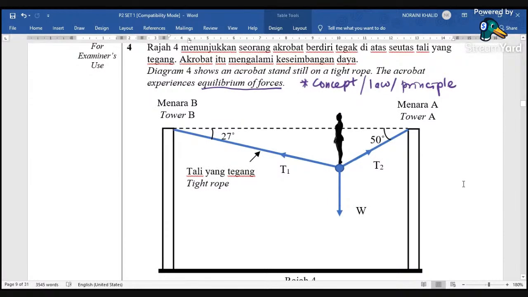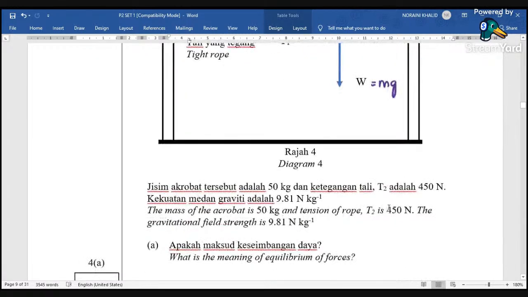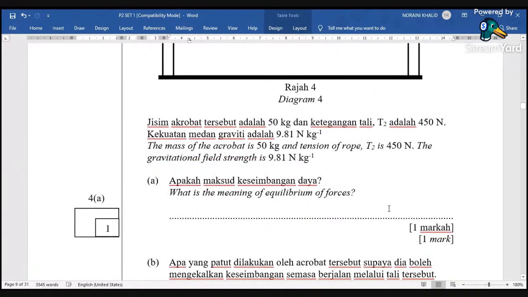Okay, look at the angles given. This is weight W equals mg. This is the tension of the rope T2 and the tension of the rope T1. The mass of the acrobat is 50 kilogram, T2 is 450, gravitational field strength g is 9.81 meter second negative 2. Don't use 10 for g.